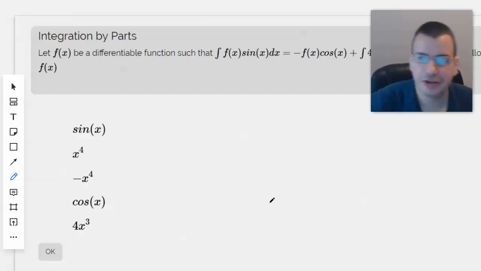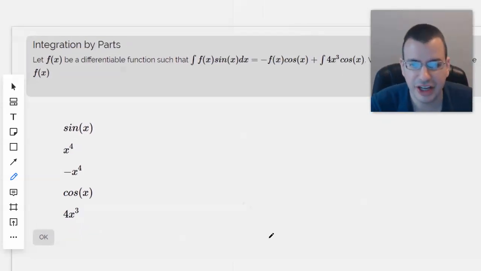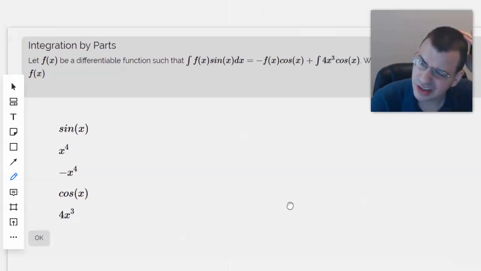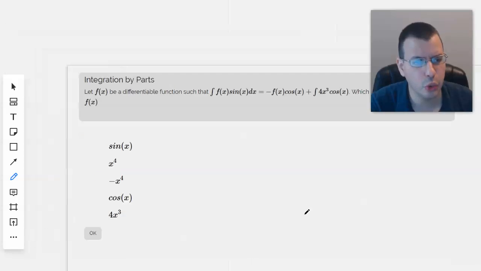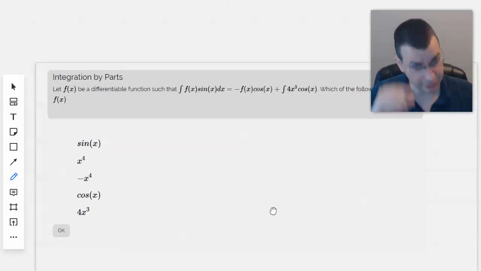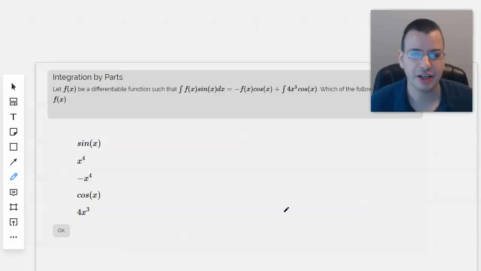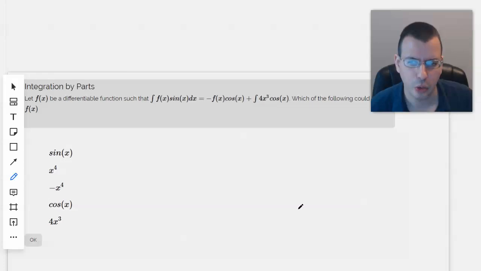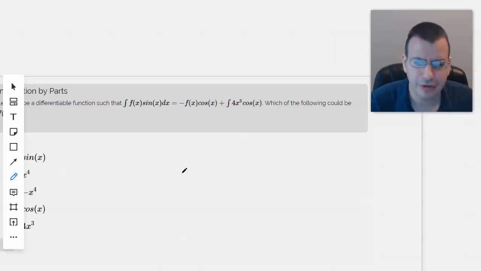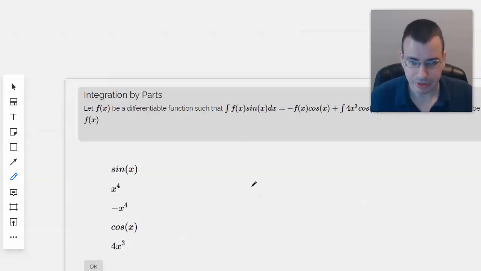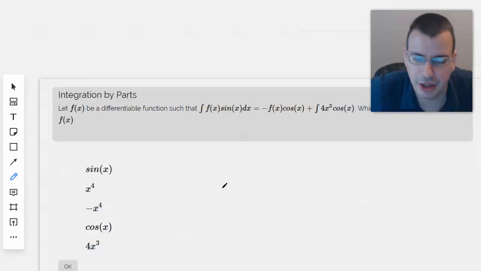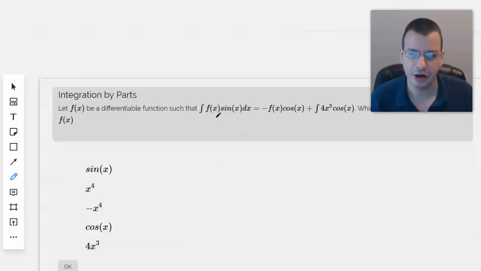Let f of x be a differentiable function such that the integral of f of x sine of x dx minus negative f of x cosine of x plus the integral of f of x 4x cubed cosine of x. I probably shouldn't have bothered reading that whole thing. Oh well, such is life. Which of the following could be f of x? Okay, so we're given this crazy long equation, and there's some unknown, and we're supposed to figure out what it is.